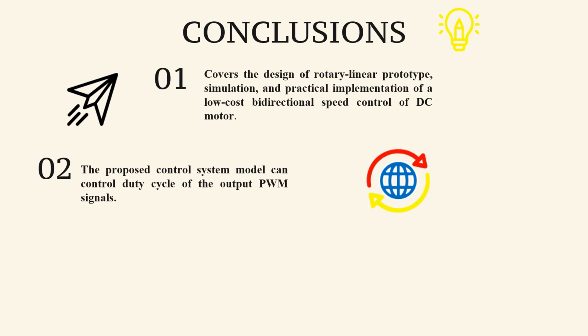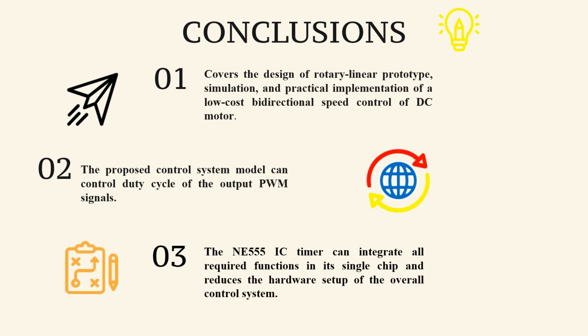Secondly, the proposed control system model can control the DC motor speed and direction by varying the duty cycle of the output PWM signals. And lastly, the NE555 IC timer can integrate all required functions in its single chip, and therefore it reduces the hardware setup of the overall control system. A very good agreement was achieved between the experimental and simulation results.